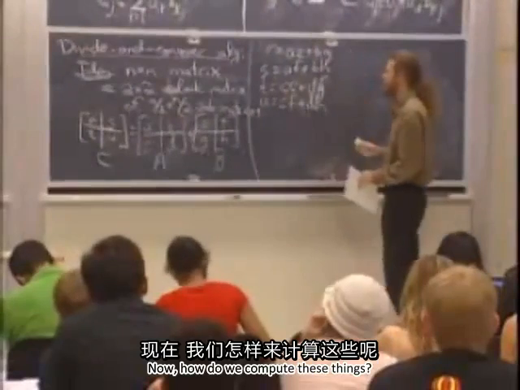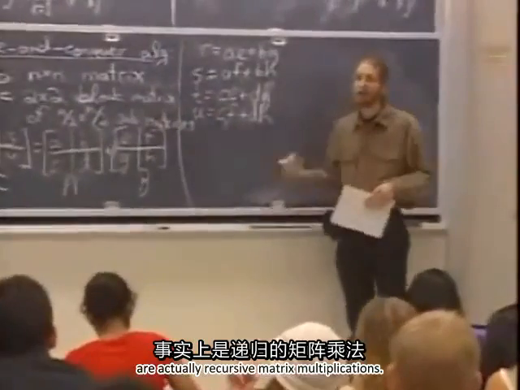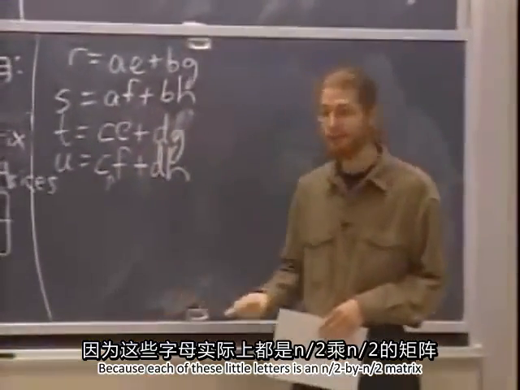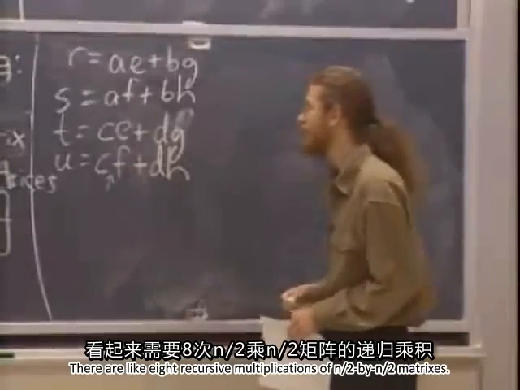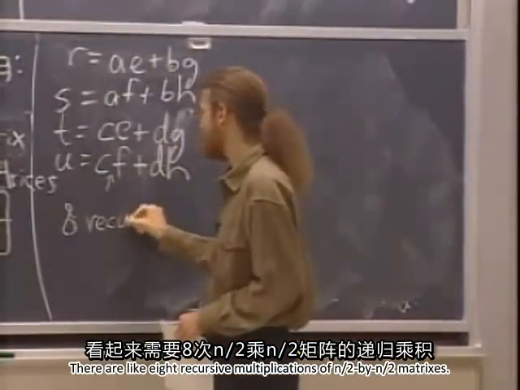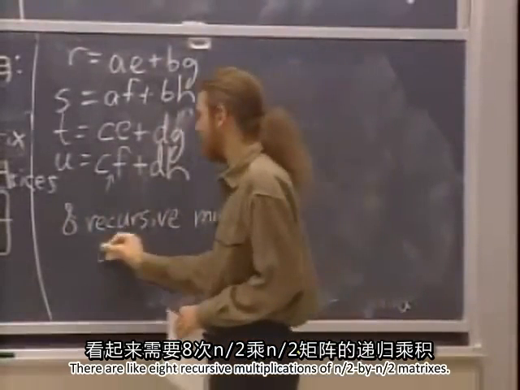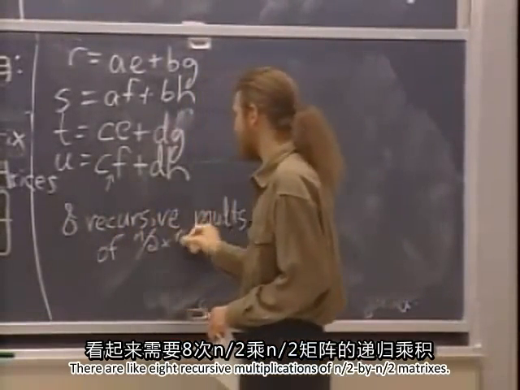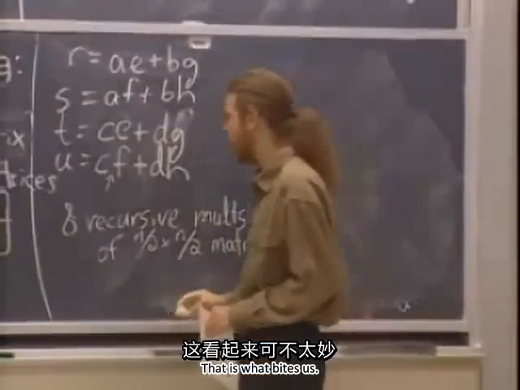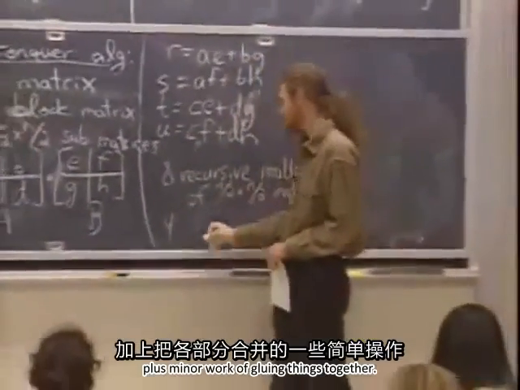Now, how do we compute these things? Well, these innocent-looking little products between these two little numbers are actually recursive matrix multiplications, because each of these little letters is an n over 2 by n over 2 matrix, so I have to recursively compute the product. So there's 8 recursive multiplications of n over 2 by n over 2 matrices. That's what bites us. And then there's 4 additions, plus minor work of gluing things together.